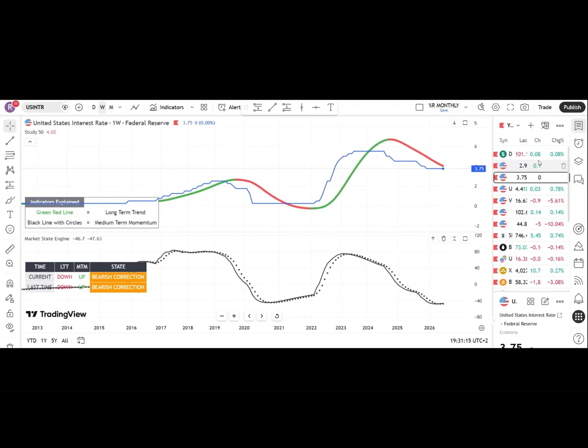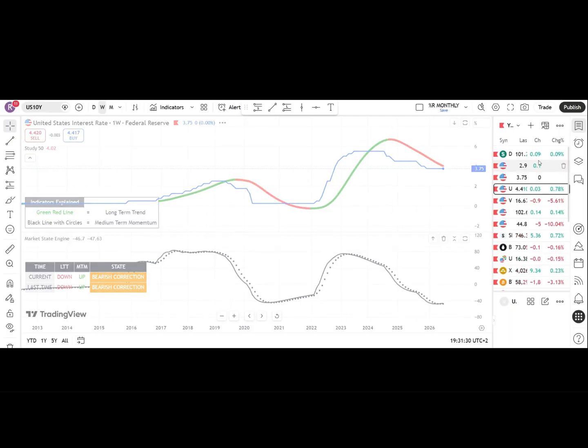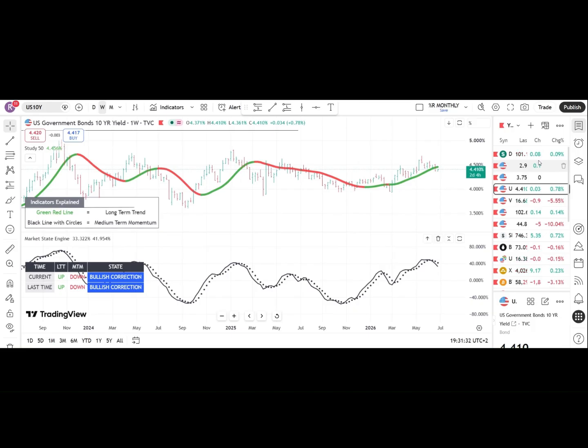The US interest rates is continuing its bearish correction. In other words, there is upward pressure on the US interest rates. The US government bonds 10-year yield is continuing its bullish correction on the weekly chart.